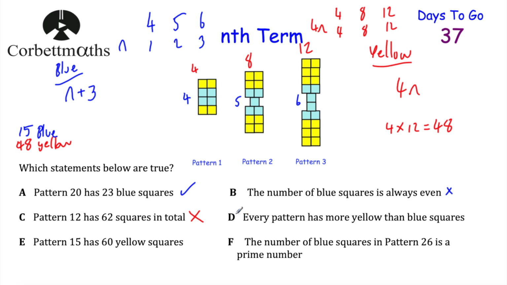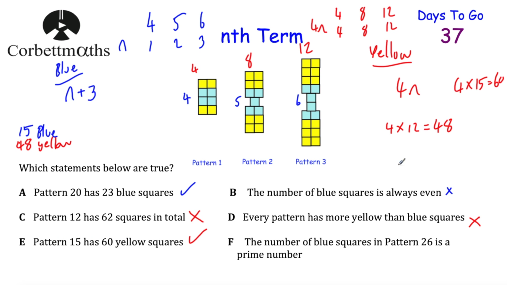Okay, next one, D says every pattern has more yellow than blue squares. Well, if we have a look at the first one, there's not more yellow than blues, so that's going to be false. Next one, E, says pattern 15 has got 60 yellow squares. Remember, the number of yellows is 4n, so 4 times the pattern number. So 4 times 15 is equal to 60. So the 15th pattern would have 60 yellows, and part E says pattern 15 has got 60 yellows.